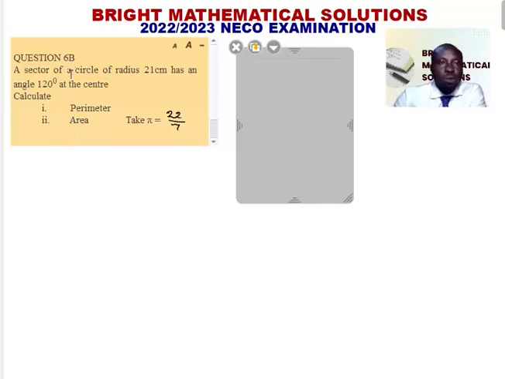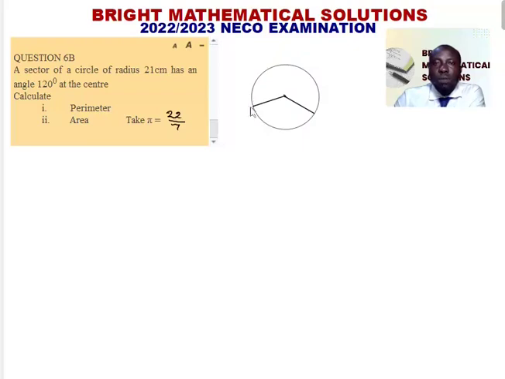Hello, this is question 6B of the 2022-2023 NECO examination. It says the sector of a circle of radius 21 centimeters has an angle of 120 degrees at the center. Calculate the perimeter and the area. Take pi equals 22/7. Now, I've drawn a tentative circle, so let me just label it so that we can get to work.